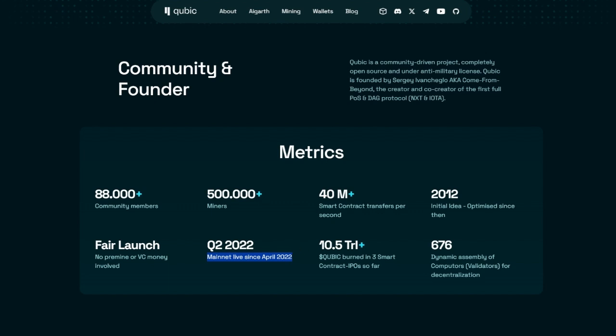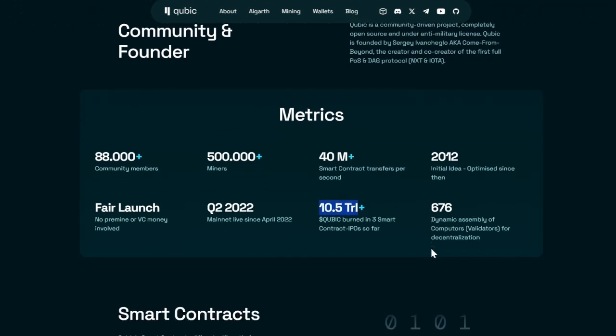Already, just by 3 smart contract IPOs, there's been 10.5 trillion Qubic burned. So you can imagine how many Qubic are going to start being burned when this project really takes off and the ecosystem really takes off. So the Qubic that you just hold is going to become more and more valuable the more burns that happen. And there's going to be another burn coming up in Q2 for the game that they're launching called My Last Match, I think it's called.